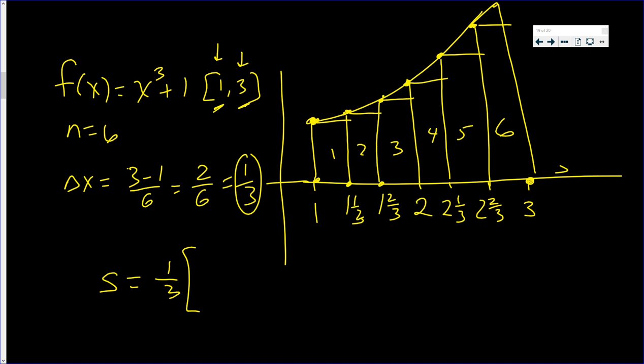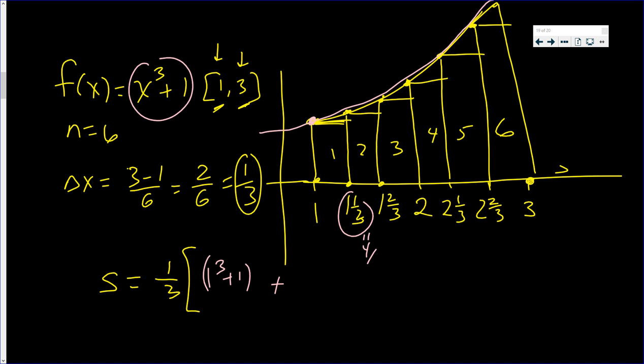Well, this height for this rectangle, it's on the curve right here. Okay, so it's going to be f of 1. So it's 1 cubed plus 1. 1 cubed is 1 plus 1. So let me just write it as 1 cubed plus 1. Plus we'll think of that as 4/3, and this is 5/3, and this is 7/3 and 8/3.